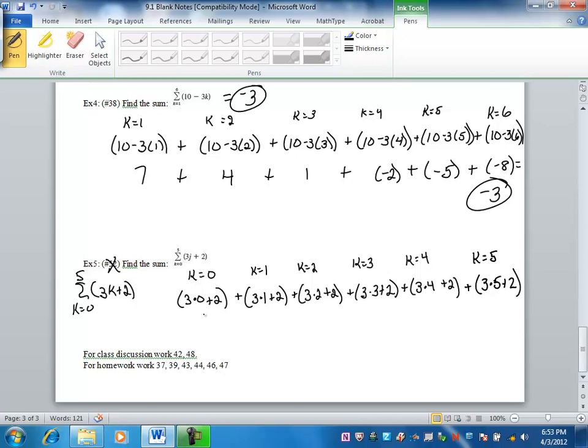Alright, so we've got 0 plus 2, which is 2, plus 5, plus 8, plus 11, plus 14, plus 17, and so let's see, 7 plus 8 is 15, 26, 26 and 14 is 40, 57. So our sum here is 57.